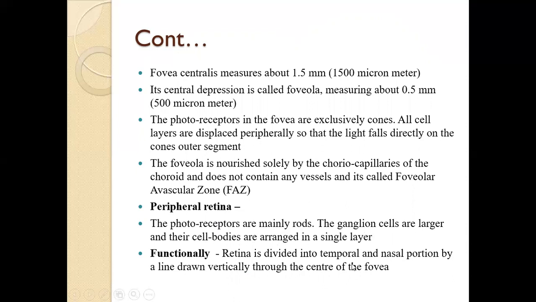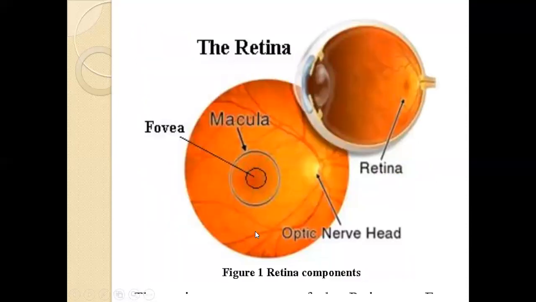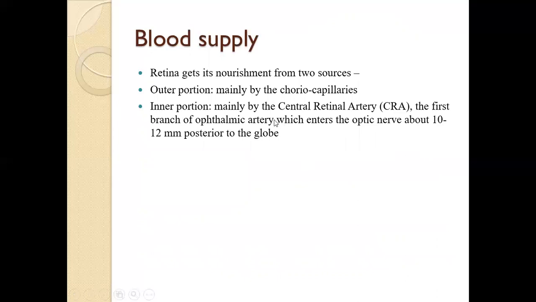Functionally, the retina is divided into temporal and nasal portions by a line drawn vertically through the center of the fovea. So if I functionally divide the retina, you have to draw from here, and you can bisect it. So you can divide it into two portions, temporal and nasal. Towards the nose is the nasal, and towards the ear is the temporal division.